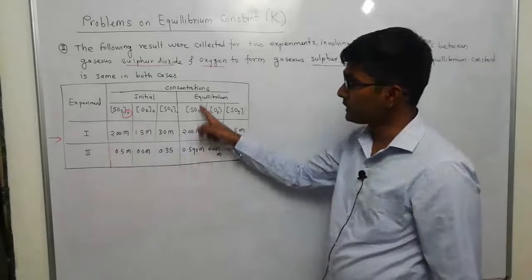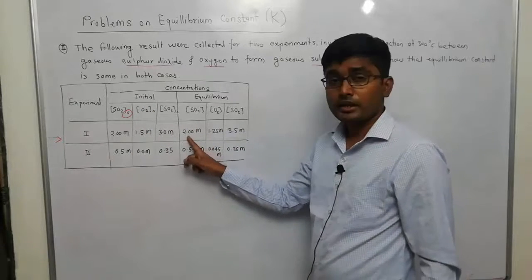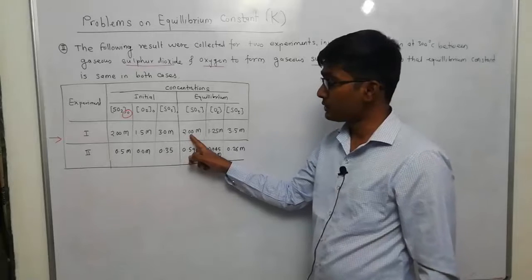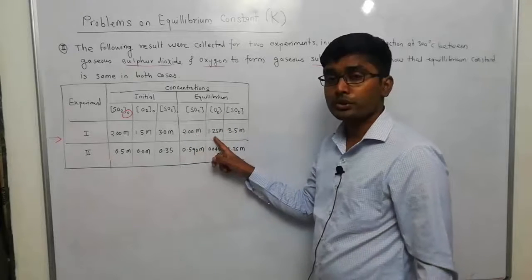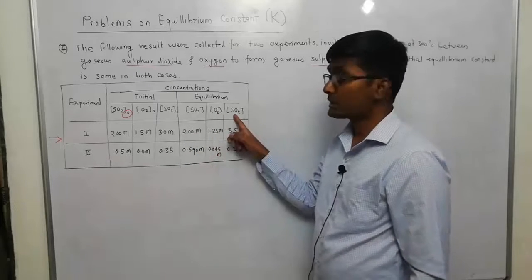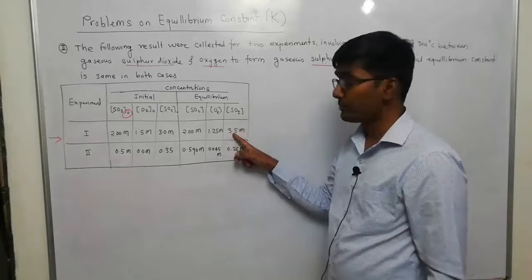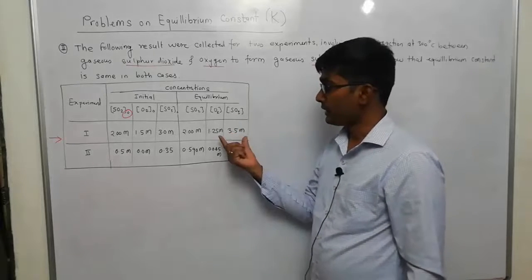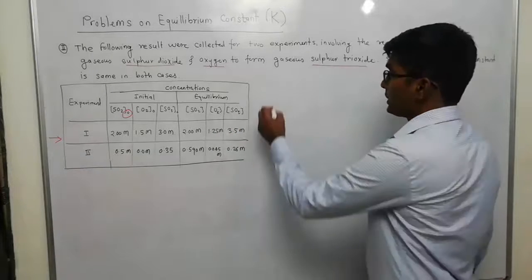Now for the first set, the equilibrium concentration of sulfur dioxide is 2.0 molar, for oxygen it is 1.25 molar, and for sulfur trioxide it is 3.5 molar. Now let us solve the first problem. So, answer.